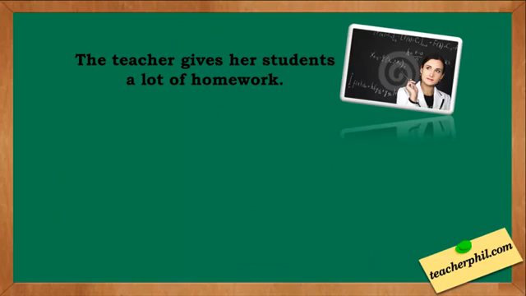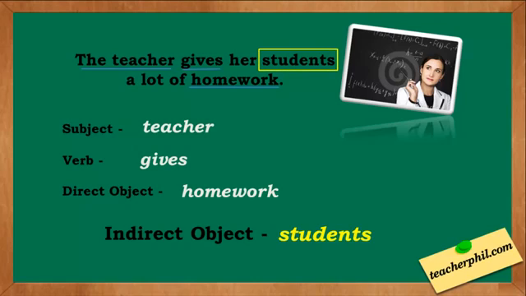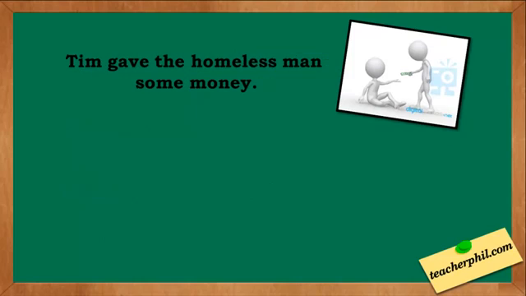Next example, the teacher gives her students a lot of homework. What is the subject in this sentence? The teacher. And the verb? Gives. How about the indirect object? To whom does the teacher give the homework? Answer? The students. Therefore, it is the indirect object.